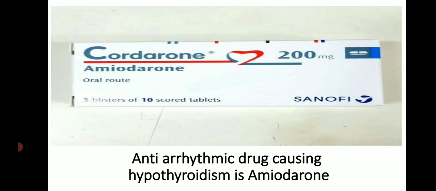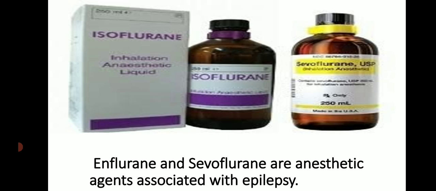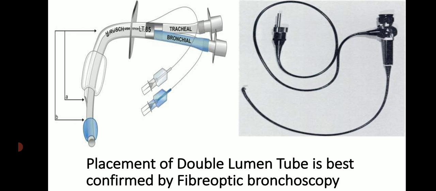Antiarrhythmic drug causing hypothyroidism is amiodarone. Glycopyrrolate is the anticholinergic drug most preferred for pre-anesthetic induction. Enflurane and sevoflurane are anesthetic agents associated with epilepsy. Placement of double lumen tube is best confirmed by fiber optic bronchoscopy.